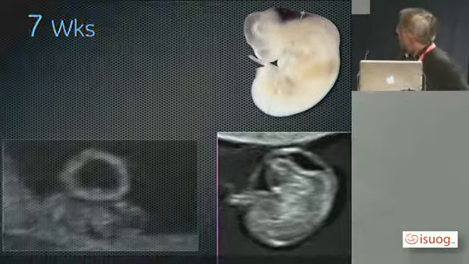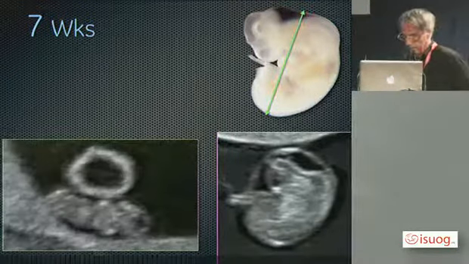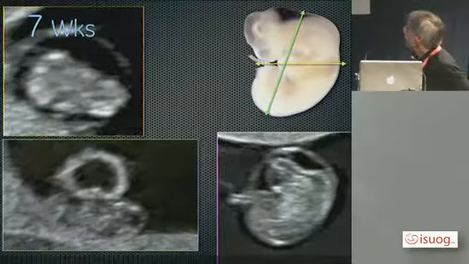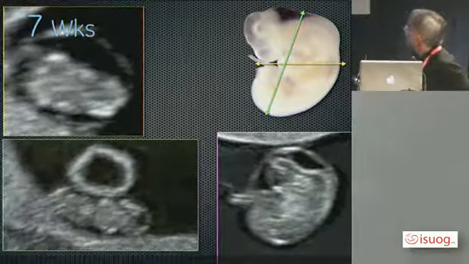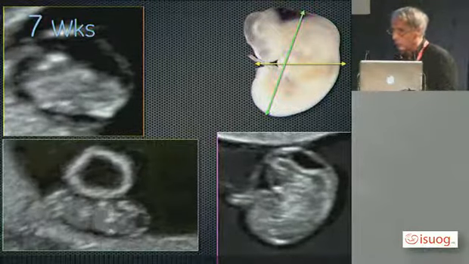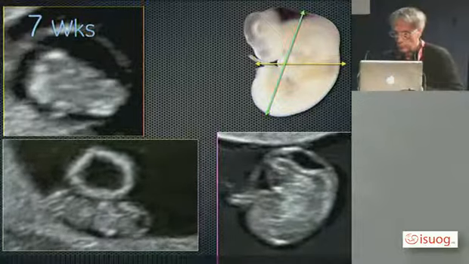If you do this section, this coronal view, the heart is here. And on the axial view, this is the posterior part of the embryo, and this is the heart. That means at 7 weeks, the heart is mainly outside of the embryo, and it's quite large compared to the thorax.